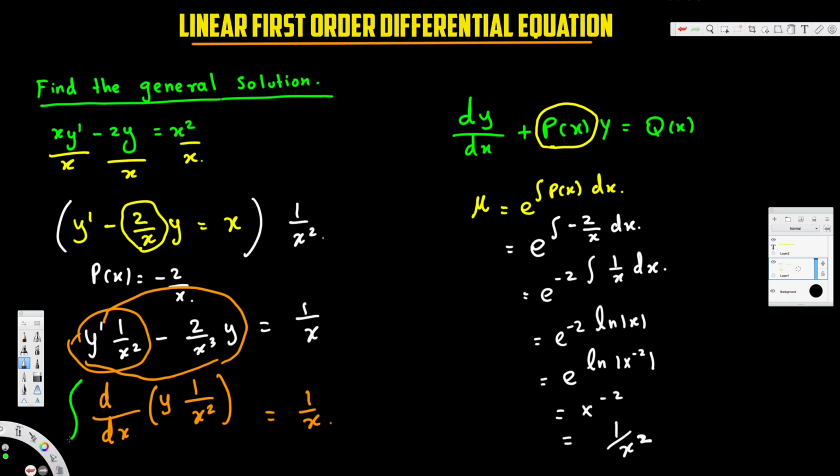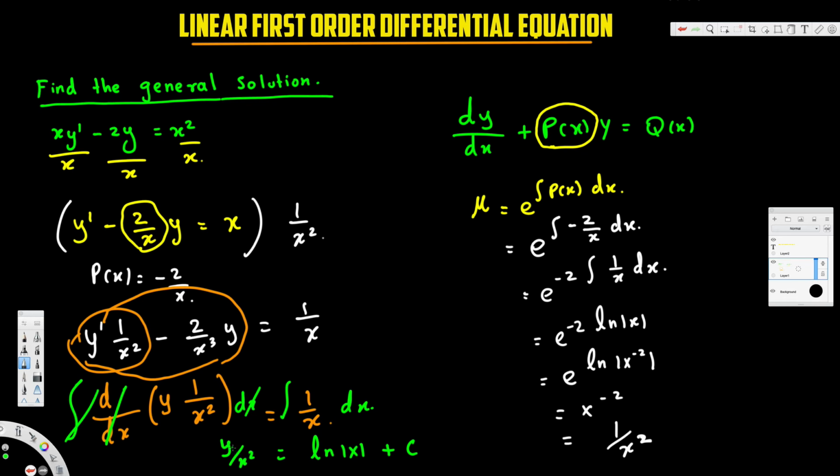Okay, now after we do that, we have to integrate both sides with respect to x. If I integrate this side with respect to x, integral and derivative cancel each other. So we will get y over x squared. On the other side, the integral of 1 over x is ln of absolute value x. Now we have to put a constant.